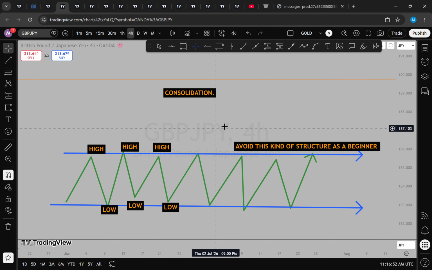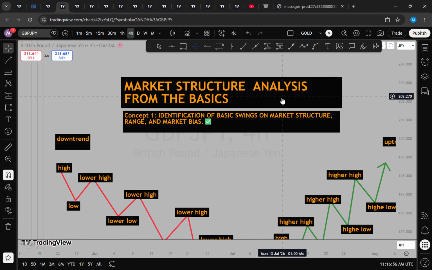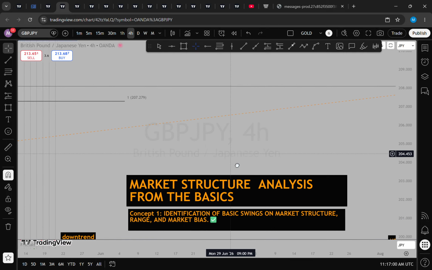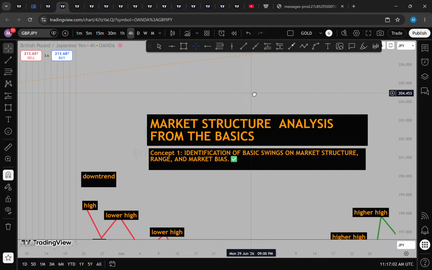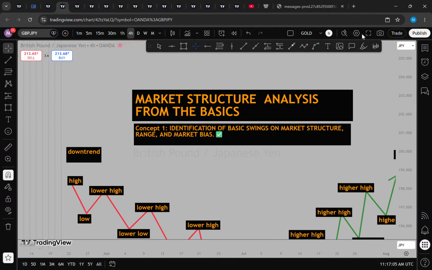I want to say thank you. This is concept one of my microstructure analysis from the basics. The next class we'll be going to talk about concept two. Thank you so much.